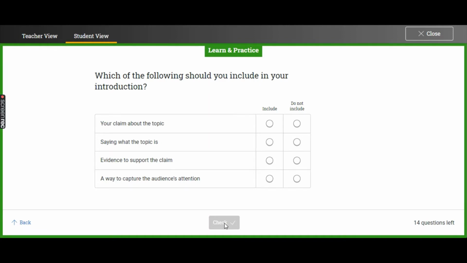All right. Hopefully you were able to figure out that in your introduction, you should have your claim, which is your opinion on the topic itself. You should tell us what the topic is that your paper, or your essay, is about. You should not include evidence for your claim. That is going to be in your body paragraph. And yes, it is very important that in your introduction, you're finding a way to capture the audience's attention.